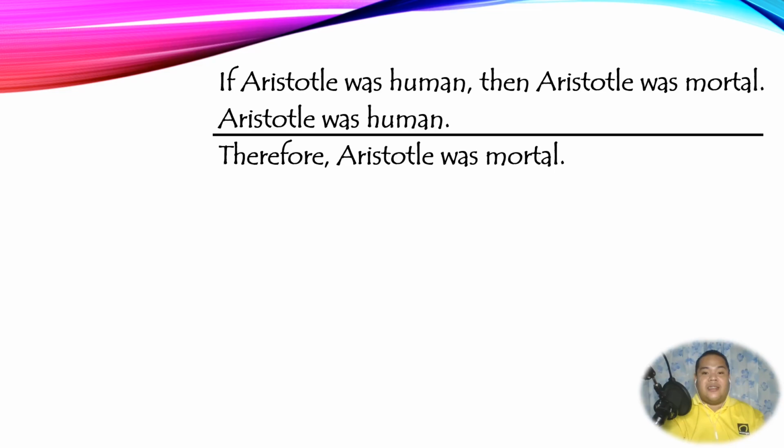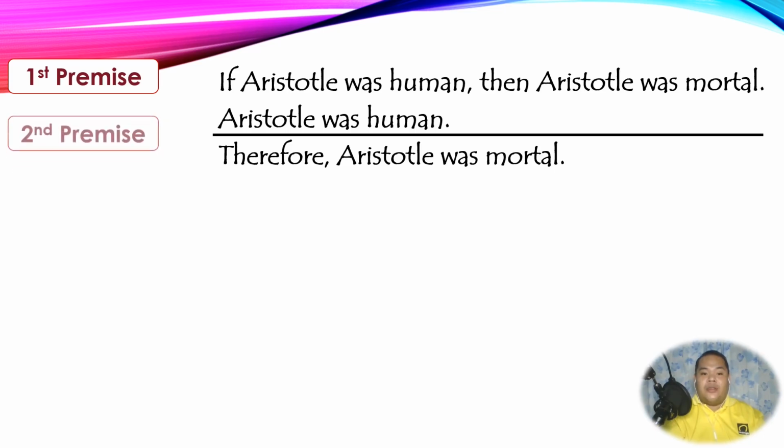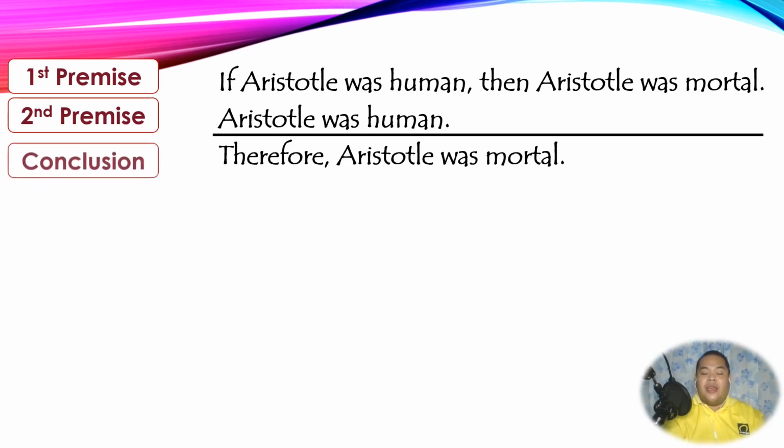Let's scrutinize the argument. If Aristotle was human, then Aristotle was mortal. Aristotle was human, therefore Aristotle was mortal. Our first premise is if Aristotle was human, then Aristotle was mortal. Our second premise is Aristotle was human. That makes our last statement the conclusion. Therefore, Aristotle was mortal.